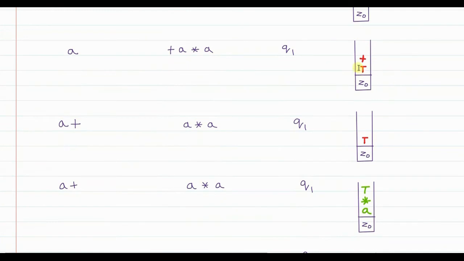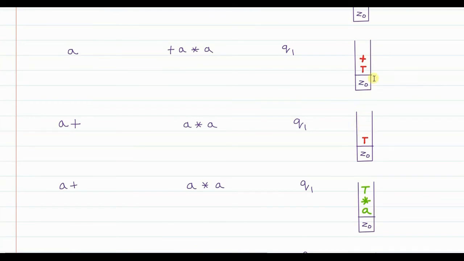Next you again examine who is there on top of the stack. It is a terminal. So since it's a terminal, you read the current input symbol. Which input symbol is read after A? Plus is read. Now is plus matching with this topmost plus? Yes. So what will happen now? This plus will be removed from the stack.